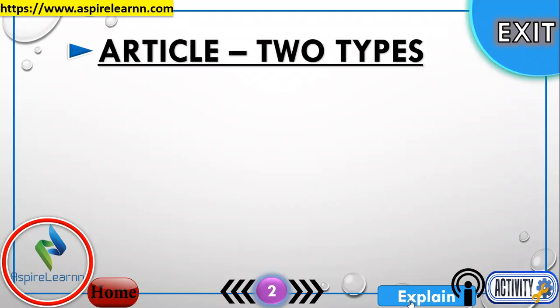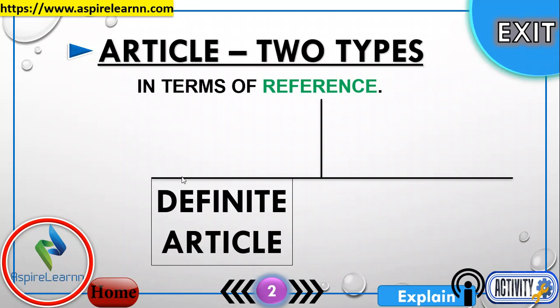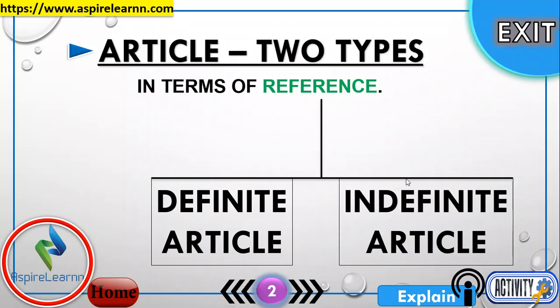This provides a classification of articles in English grammar based on reference. Types of articles. 1. Definite article. The. Used when referring to a specific noun that is already known to the speaker and listener. Example: the sun, the book on the table, the Eiffel Tower. 2. Indefinite articles. A and an. Used when referring to a nonspecific or general noun. Example: a car, an apple, a teacher.